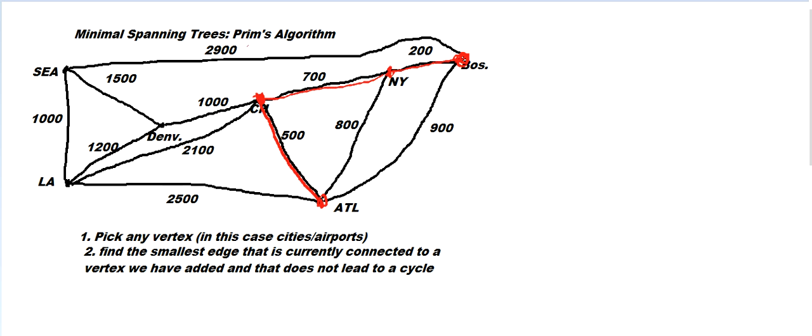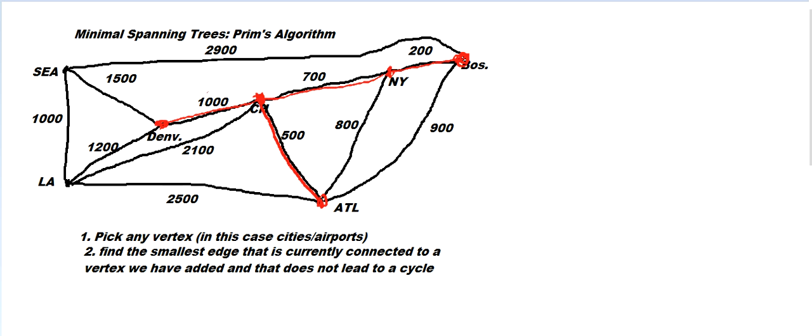And we added Boston. That connects to Seattle, that's 2,900. We've got Boston to ATL, that's 900, but that would create a cycle, so we can't do that. And New York to ATL is 800. That would create a cycle too. Chicago to Denver, 1,000. Chicago to LA, 2,100. ATL to LA, 2,500. So it looks like this 1,000 edge is the smallest. So Chicago to Denver. Again, it's larger than New York to ATL or Boston to ATL, but those would create a cycle if we added those edges.